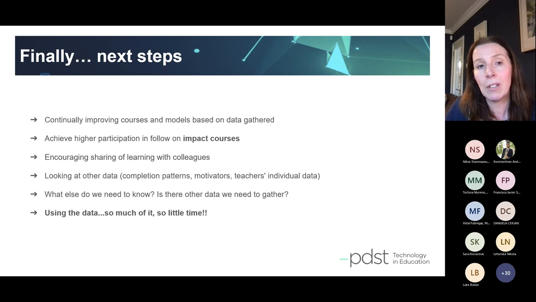We're also looking at other data, particularly things like completion patterns. We're considering as well what the motivators are for people to do courses and how we can tap into that. And then I suppose we're always looking at what other data we are gathering that could be used to improve our services. And that's the eternal question: what else do we need to know, and is there other data we should be gathering?